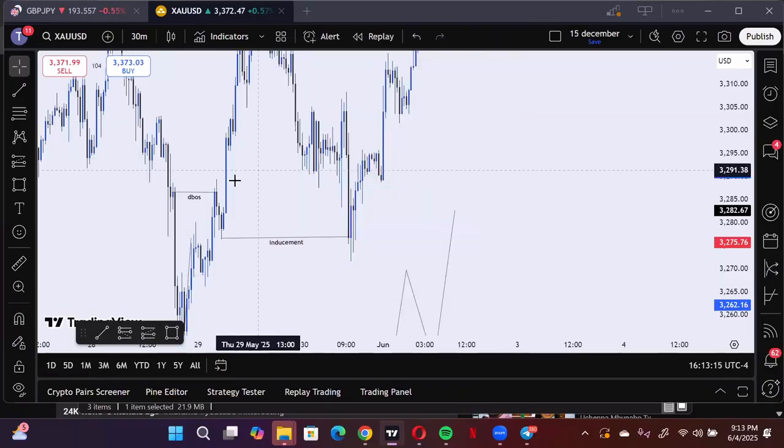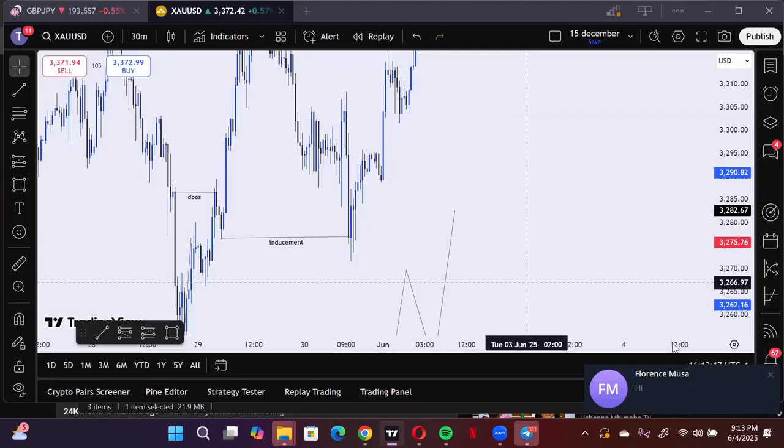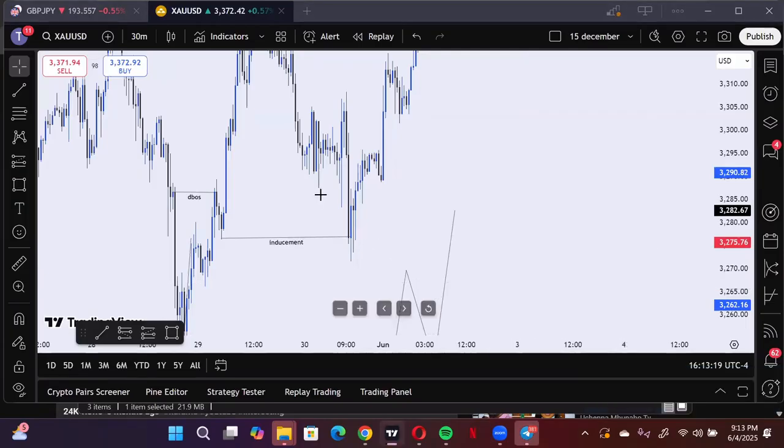After that, market pulled back and gave us our inducement before pushing back up. So we have what? We have 2 out of 3. The first one is a double breaker structure. The second one is the liquidity, which is the inducement. So it's now time to look for the third one, which is the point of interest. And from this scenario, we're looking for an order block.